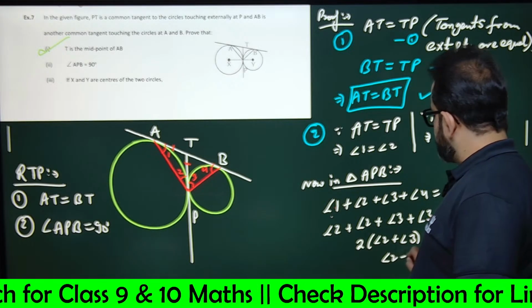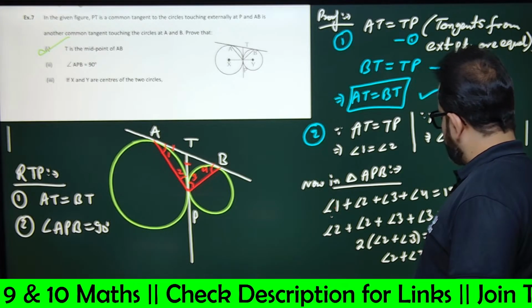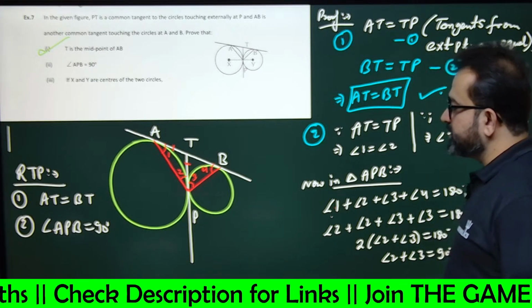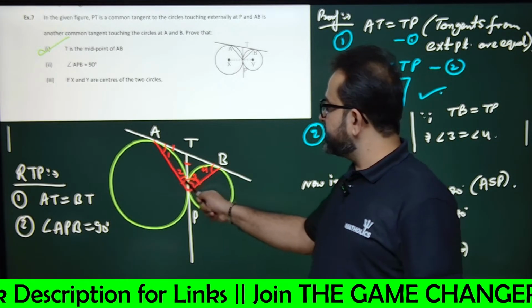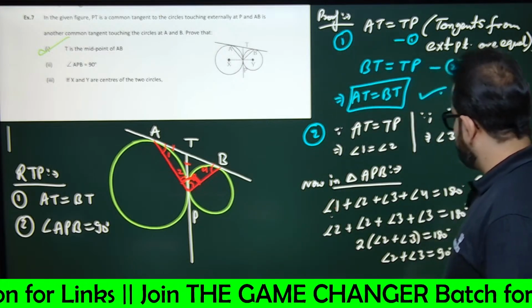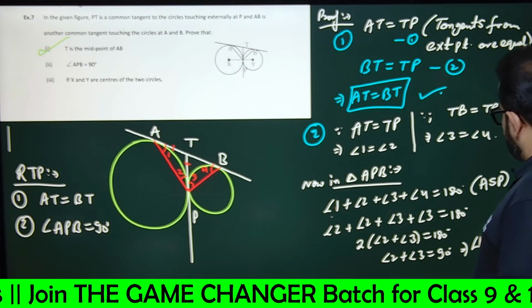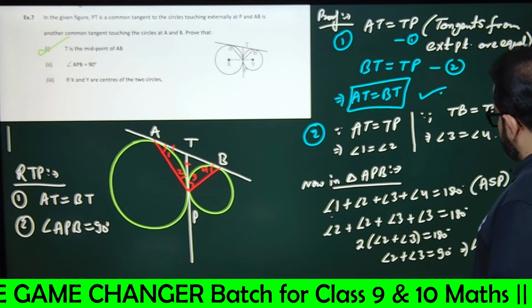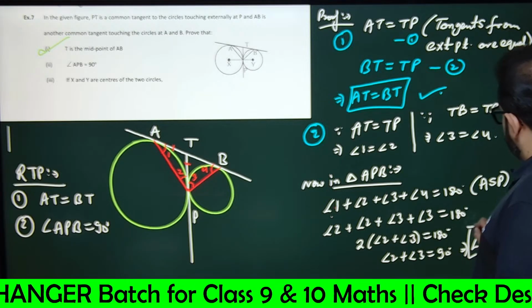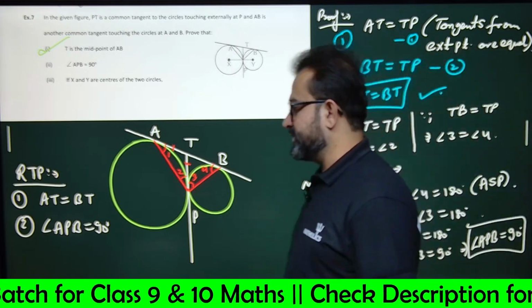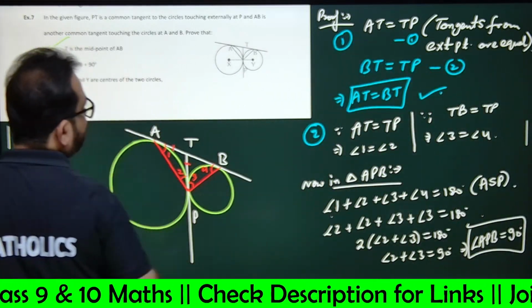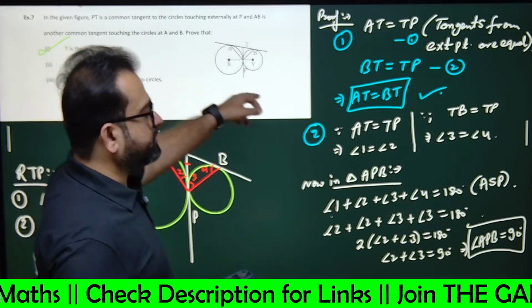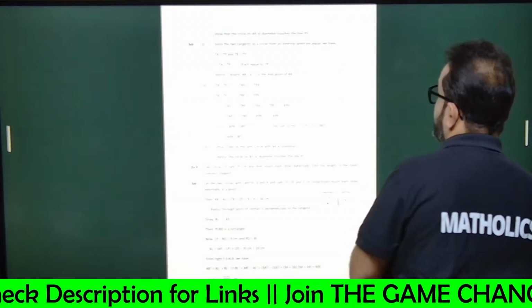So angle 2 plus angle 3 is what? 180 by 2, 90 degrees. What is angle 2 plus angle 3? Can you tell me? This complete angle, isn't it? So angle APB is equal to 90 degrees, hence proved. Clear? Yes.